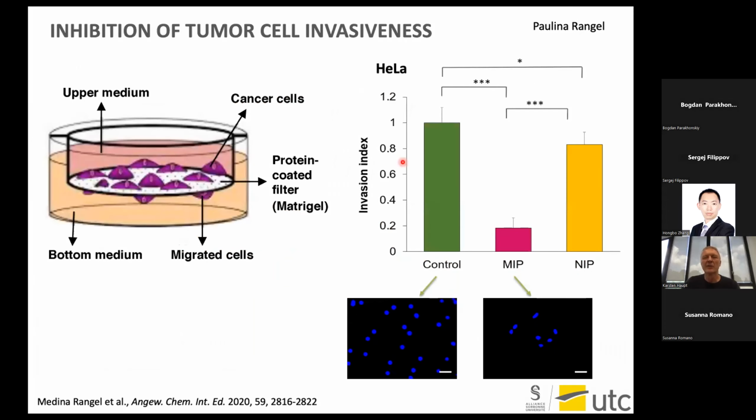And I don't want to detail much this part, but catenins are also responsible for invasiveness of tumor cells. The question was, can we block the invasiveness with our synthetic antibody? And there is also a test. It's called the Matrigel invasiveness assay. And as you can see here, if we add to this test our molecularly imprinted polymer, the invasiveness index of the cells is much reduced.